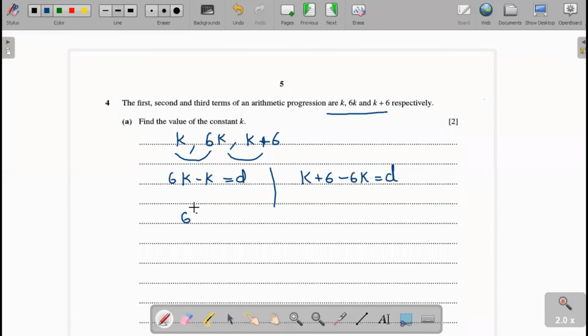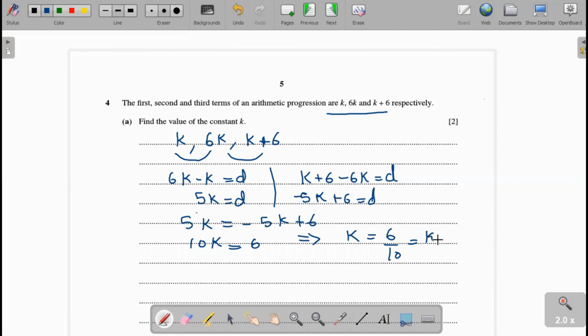Now we equate these: 5k equals minus 5k plus 6. That is 5k plus 5k, 10k equals 6, and k will be equal to 6/10, that is 0.6.